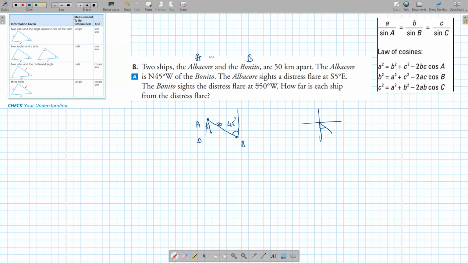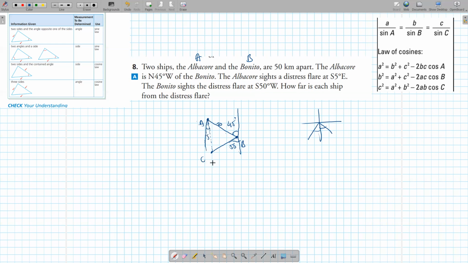And the other one sees south 50 degrees west. So actually he's gonna be further down. Let's do this one first. South 50 degrees west means this way. You first go south and then you go west. So this is the distress signal. Let's just call it C. There's a lot happening in this diagram. So this angle down here is 50. And from this one, this angle is 5. All right, this question is not easy.